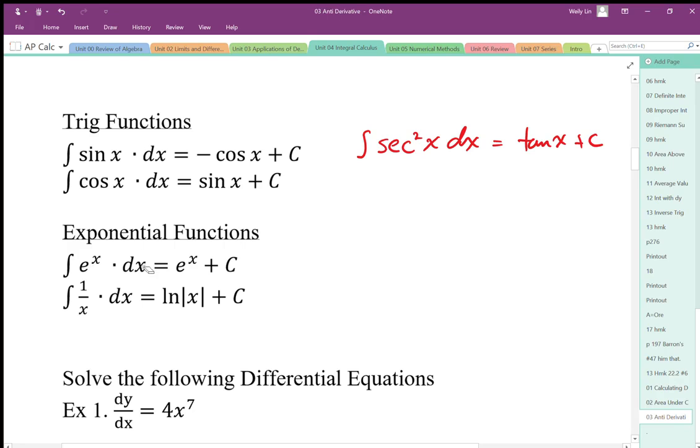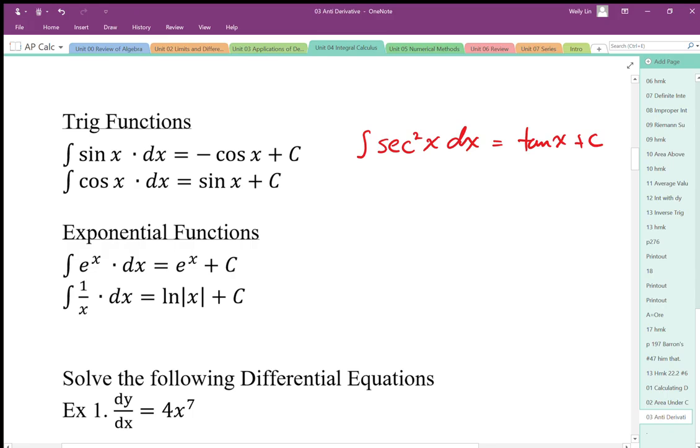Same thing here, the derivative of e to the x is e to the x, so the antiderivative is e to the x, and we need to account for that plus c. If we differentiate log, we get 1 over x. If we anti-differentiate 1 over x, we get log absolute value of x plus c.